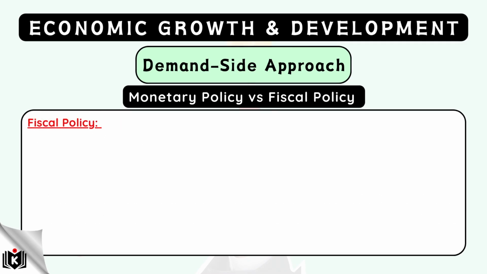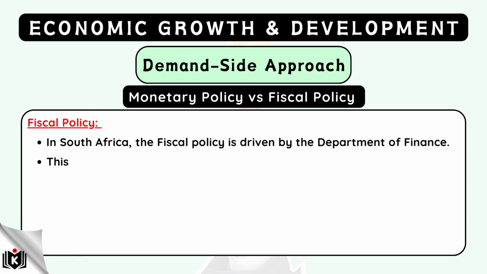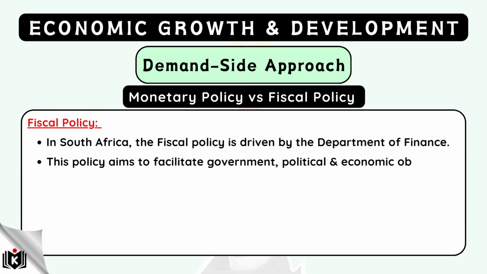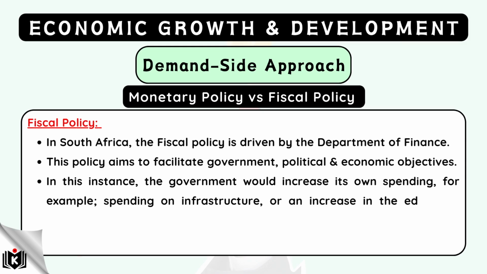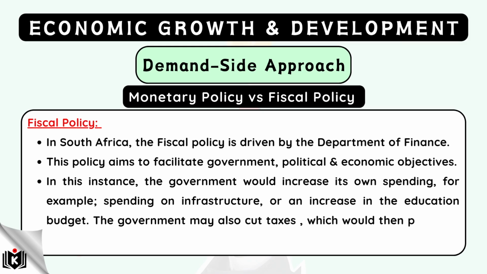Now let's take a look at the fiscal policy of the demand-side approach. In South Africa, the fiscal policy is driven by the Department of Finance. This policy aims to facilitate government, political and economic objectives. In this instance, the government would increase its own spending, for example, spending on infrastructure, or an increase in the education budget. The government may also cut taxes, which would then put more money in consumers' pockets.